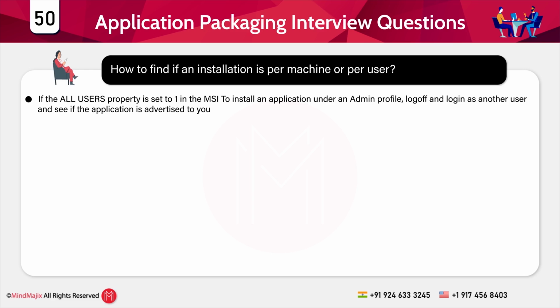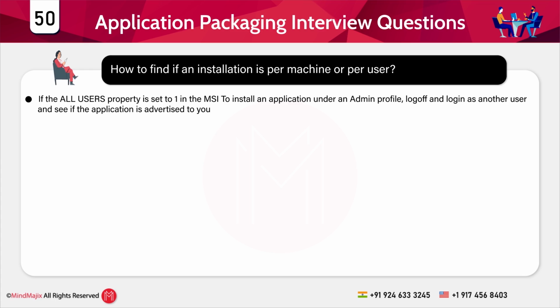We have to see if the ALLUSERS property is set to 1 in the MSI. If it is set to 1, then it is per machine. If it is set to 0, then it is per user. To install an application under the admin profile, log off and log in and see whether the application is advertising or not, whether the application is having user related data or not. Then in that case we'll come to know whether the application is installing per machine or per user.